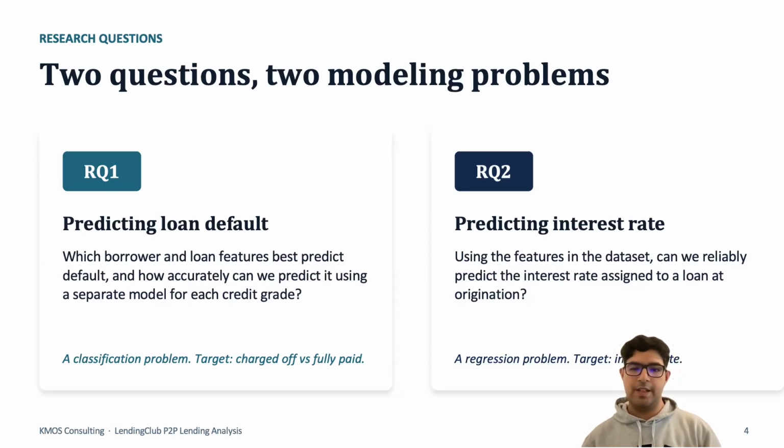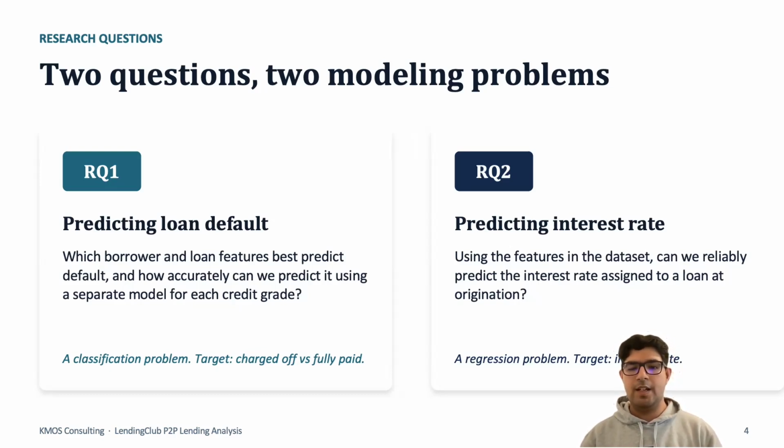Research question 2 is about pricing. We asked whether the features in the data set let us reliably predict the interest rate a loan receives at origination. This one is a regression problem because the target is a continuous number, the rate itself.